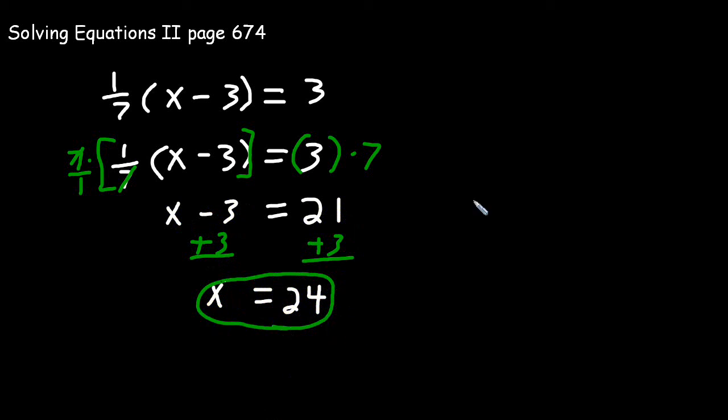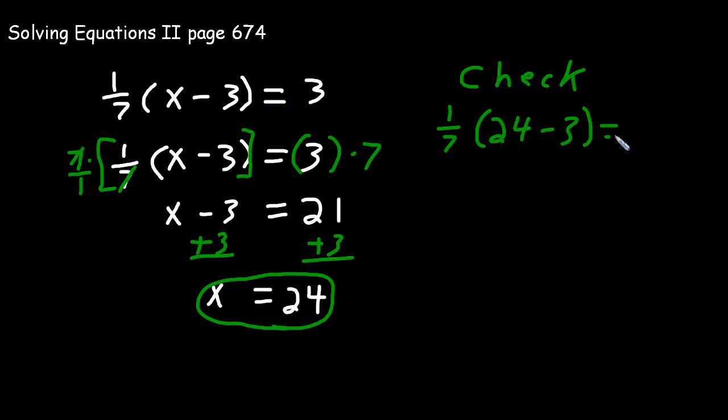We can always check our answer. We go back to the original equation. If you put in 24 in place of the x, you should get a true statement. So I'm going to take 1/7, and instead of x, I'll write 24. If I do what's in the parentheses first, following order of operations, 24 minus 3 is 21. And then is 1/7 of 21 equal to 3? Yes. And so this problem checks.